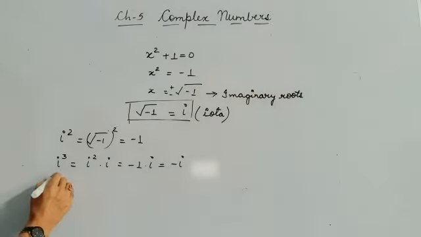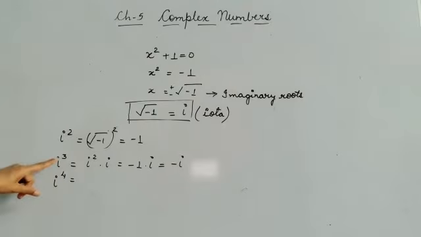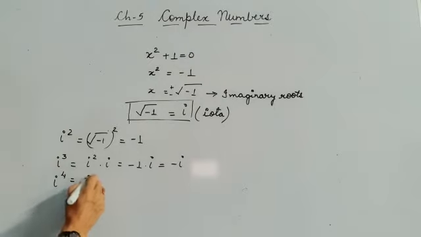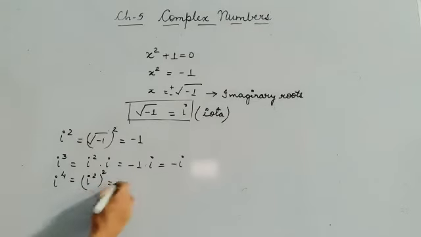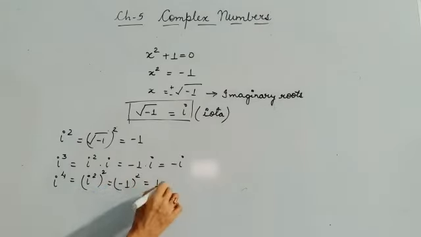If I want to find out iota raised to power 4, then if you have an odd number, split one iota from it. But if you get an even power, then you try to make it into multiples of 2. So I can write it as iota square whole square. Now you know the value of iota square is minus 1, whole square, which is equal to 1.